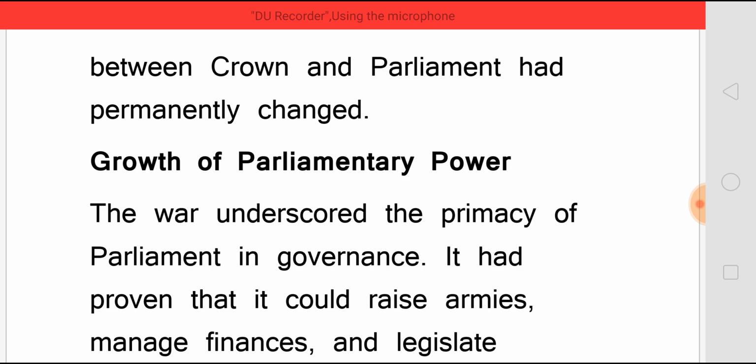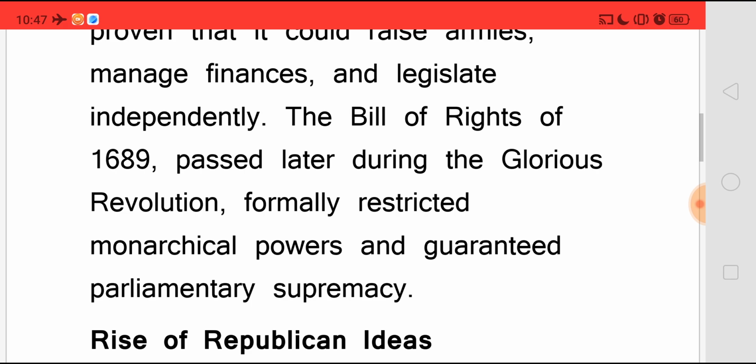And it also led to the growth of parliamentary power. The war underscored the primacy of parliament in governance. It had proven that it could raise armies, manage finances, and legislate independently. The Bill of Rights of 1689, passed later during the Glorious Revolution, formally restricted monarchical powers and guaranteed parliamentary supremacy.